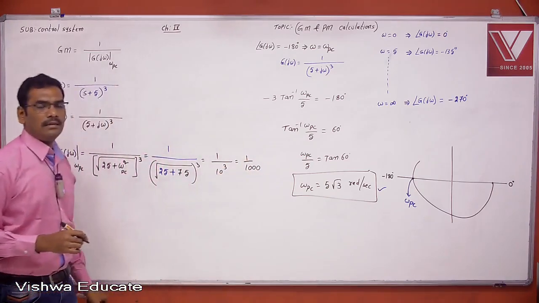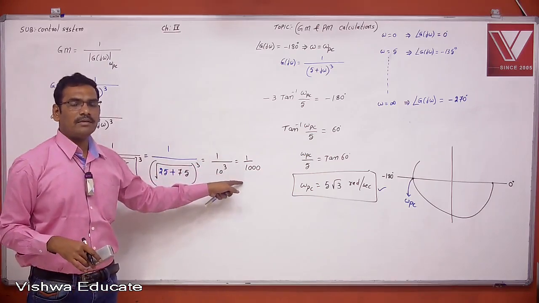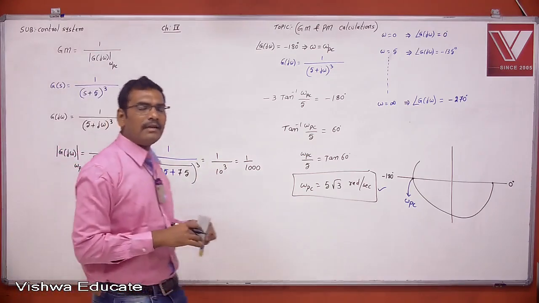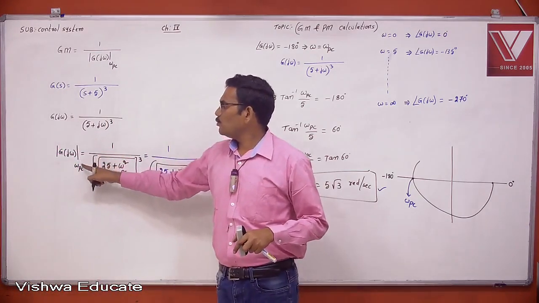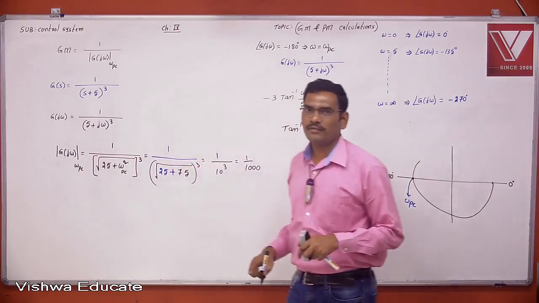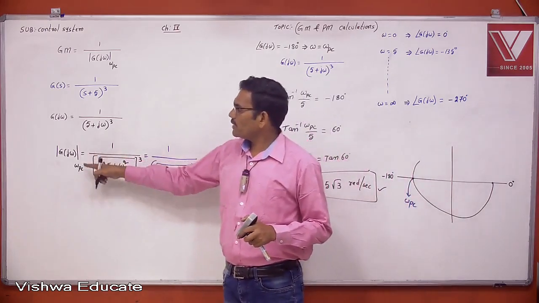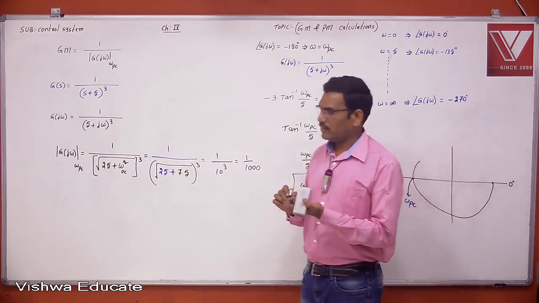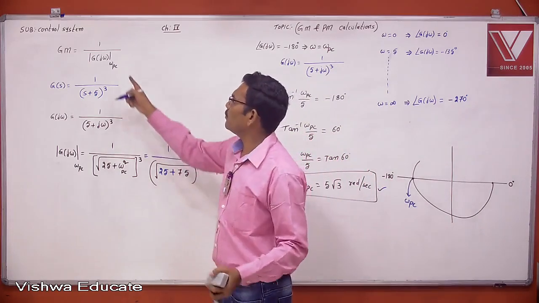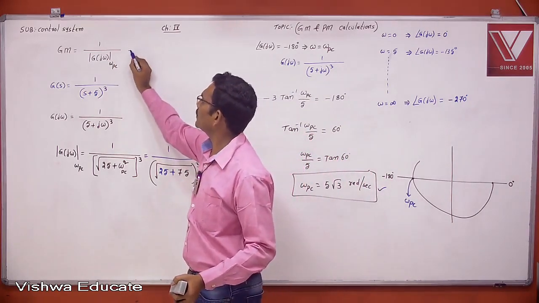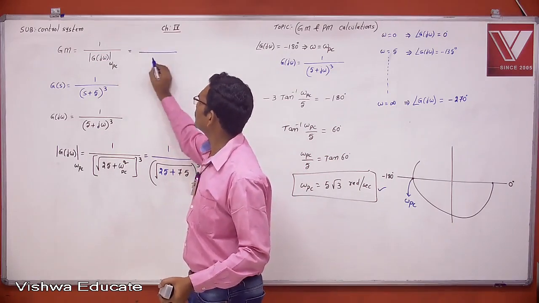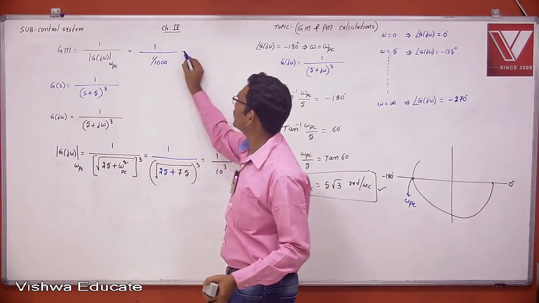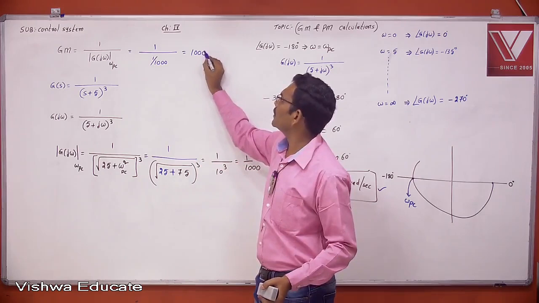Most of the students go for the option 1 by 1000, because the first option is 1 by 1000, which is wrong. Now what have we calculated? We have calculated only the magnitude of the open loop transfer function at the phase crossover frequency, which is 1 by 1000. But what we want is the gain margin. What is the gain margin? The gain margin is the reciprocal of the magnitude of the open loop transfer function at the phase crossover frequency. This value is 1 by 1000, and its reciprocal is the gain margin. Therefore, the gain margin is nothing but 1000.